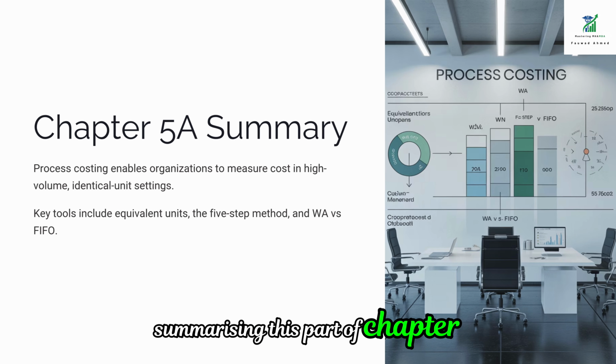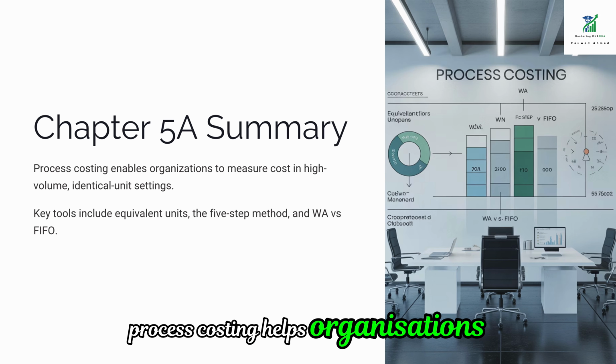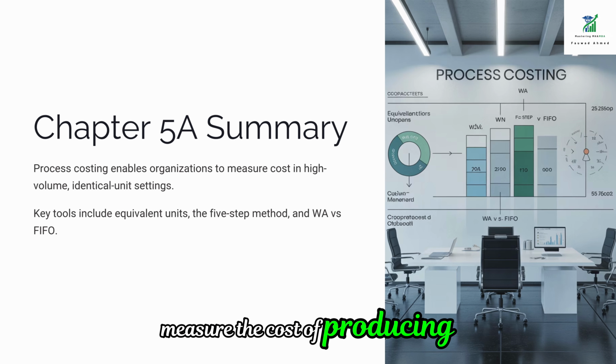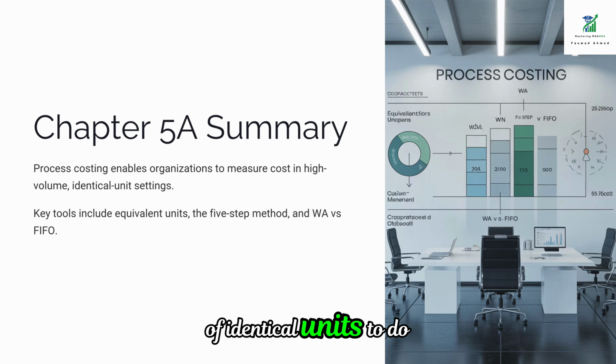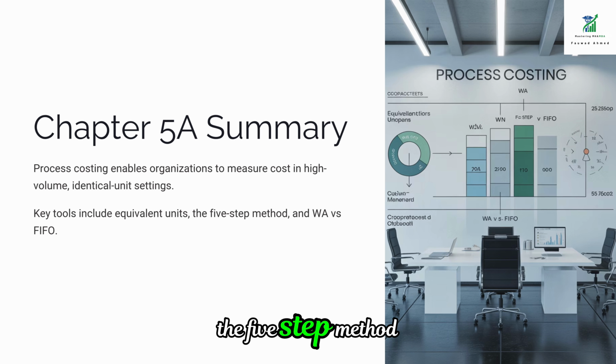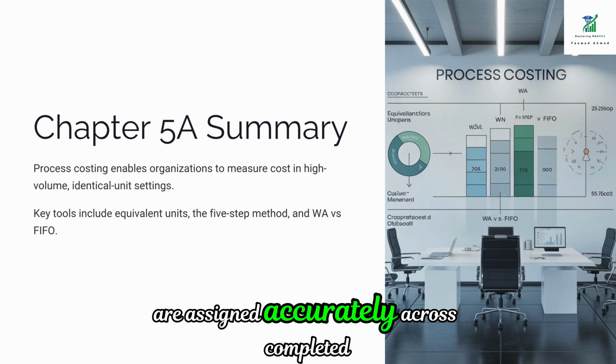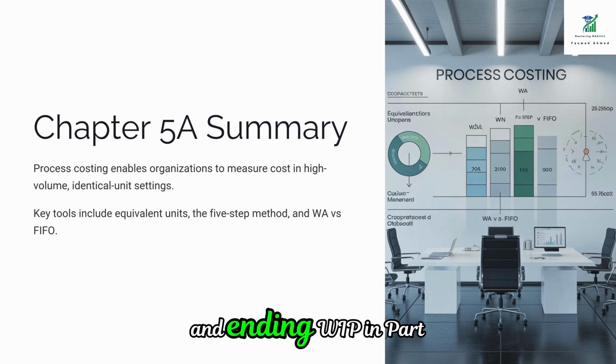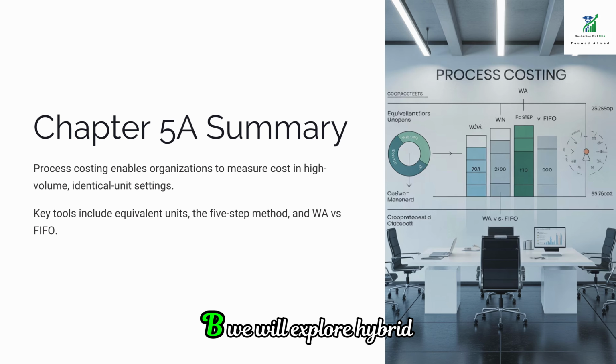Summarizing this part of the chapter. Process costing helps organizations measure the cost of producing large volumes of identical units. To do this, managers use equivalent units, the 5-step method, and either the weighted average or FIFO method. These tools ensure costs are assigned accurately across completed units and ending WIP. In Part B, we will explore hybrid costing, joint costs, and common cost allocation.